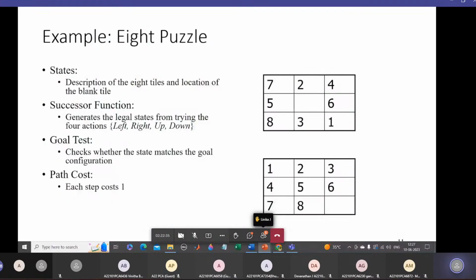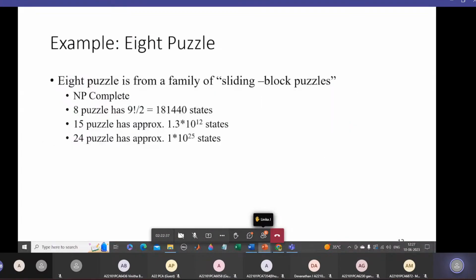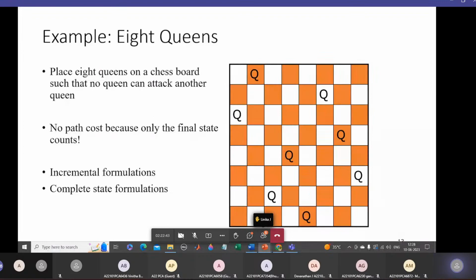It's a game we played when we were kids. This is the 8 puzzle. So what are the different possibilities? They have given how many states are possible. Right? And then the 8 queen problem.